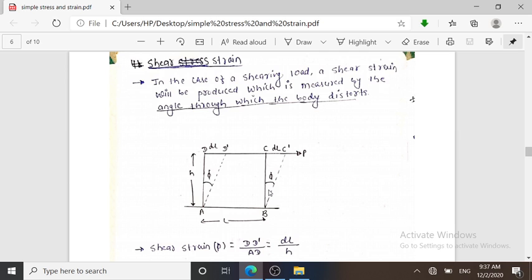Now the term shear strain. My dear friends, I have already told you that AB is a fixed end. Imagine we are applying the load on the surface of CD, which is acting tangentially.